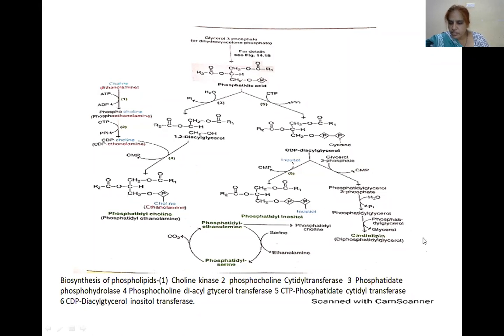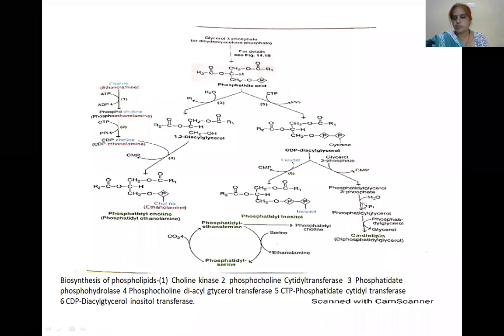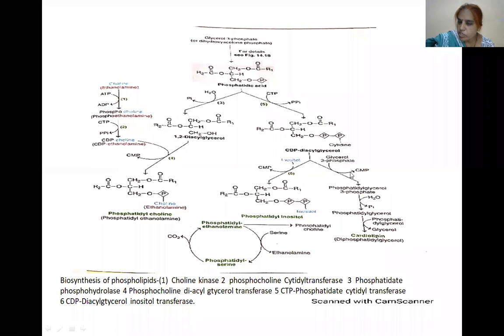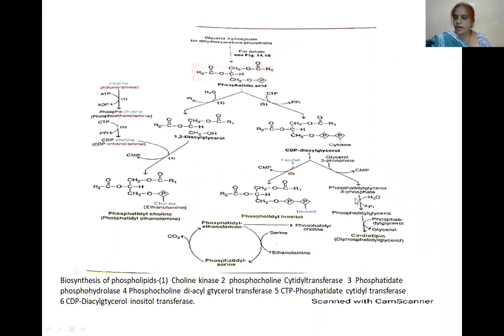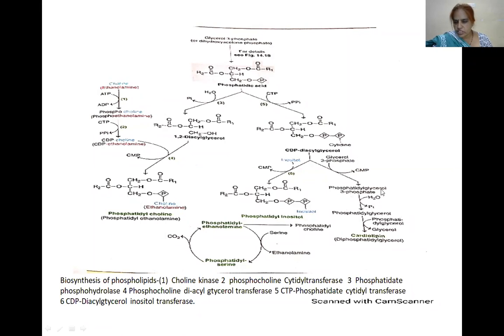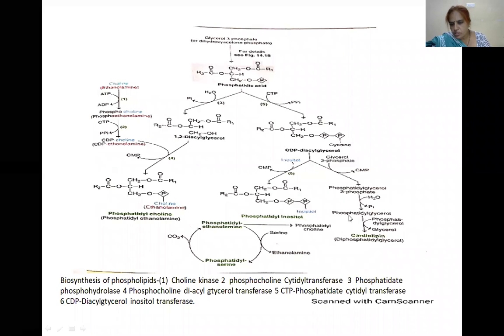Now see the formation of phosphatidylglycerol and cardiolipin. I already told you that CDP-diacylglycerol combined with inositol produces phosphatidylinositol. If CDP-diacylglycerol is combined with glycerol 3-phosphate, it produces phosphatidylglycerol 3-phosphate. This undergoes hydrolysis, producing phosphatidylglycerol. Phosphatidylglycerol, when combined with phosphatidylglycerol, produces cardiolipin.